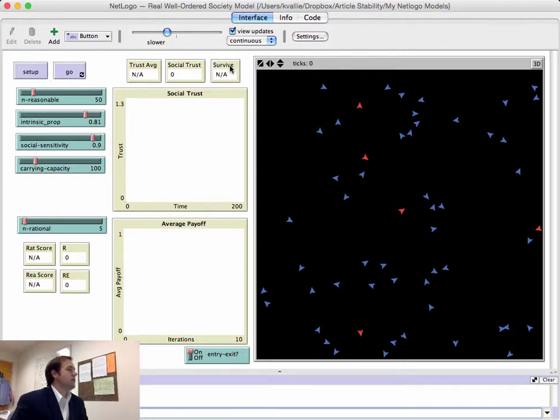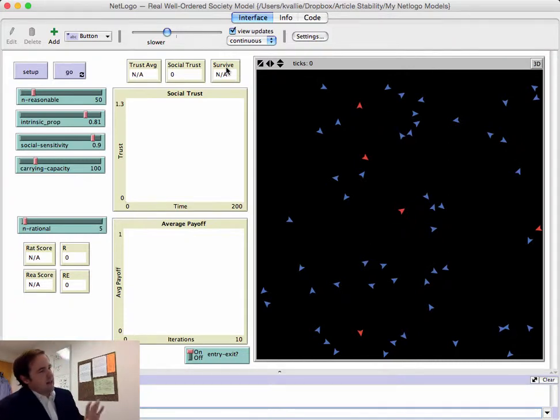We're also going to be looking at the survival rate. The survival rate's pretty simple. It's just the percentage of reasonable agents in the system, or the reasonable agents divided by the total number of agents in the system. So that's going to be relatively straightforward, but survival is going to be a critical monitor for us because survival just is the idea of immunity.